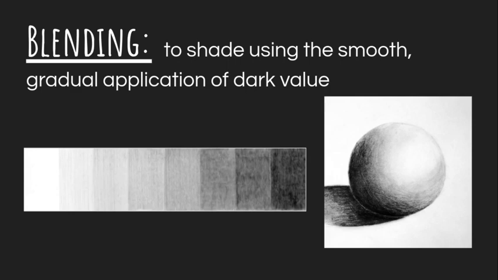Most of the time, we'll be using blending, okay? And that's where you have a smooth, gradual transition from light to dark values, as you see in the sphere. It's fairly smooth, okay? And we'll be using a tool called a tortillon to help us create that smoothness. And this is really good if you're drawing an image of a person. This is perfect for skin using this blending, okay? Trying to keep it nice and smooth.